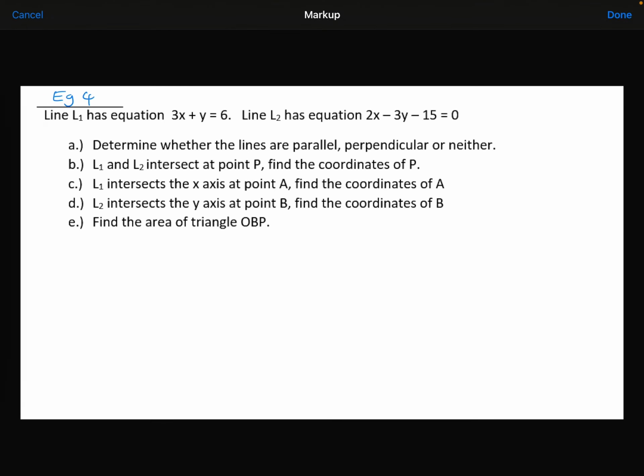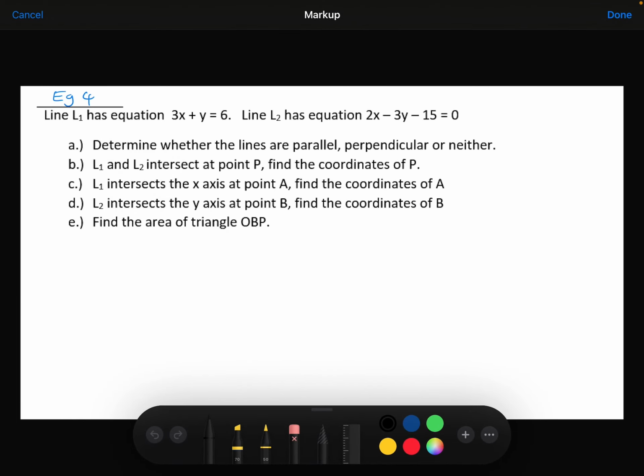Last example for this video. Line L1 has the equation 3x plus y equals 6. Line L2 has the equation 2x minus 3y minus 15 equals 0. Part A says determine whether the lines are parallel, perpendicular, or neither. So I need to see, are the gradients the same? Do they multiply to make minus 1? Or neither?